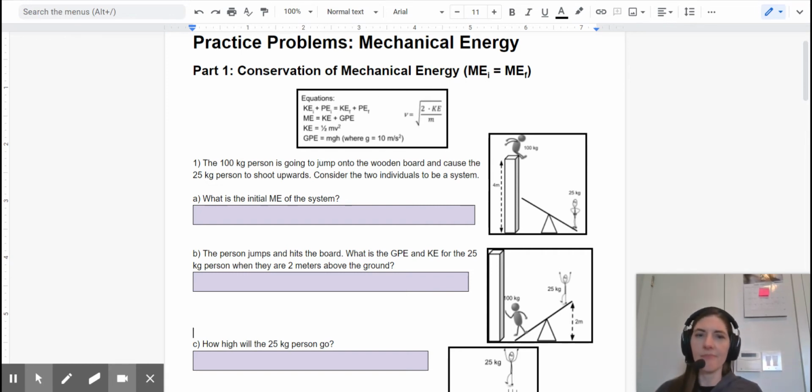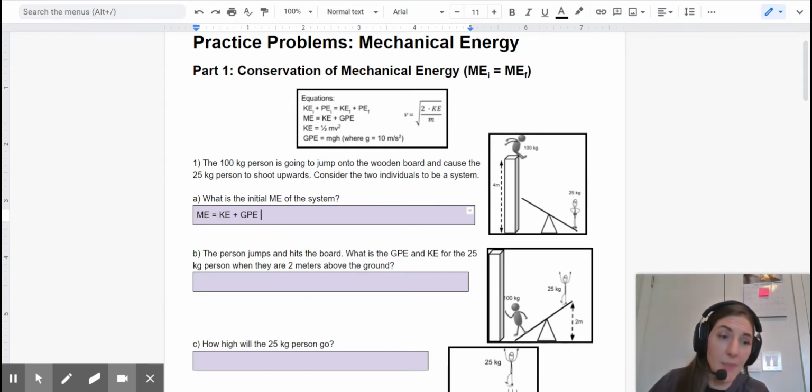Okay. So the conservation of mechanical energy. I give you some equations up here that we're gonna use. Here we have a 100 kilogram person who is going to jump onto the wooden board and cause this 25 kilogram person to shoot upwards. You can consider the two individuals to be a system. So I asked for the initial mechanical energy of the system. Mechanical energy equals KE plus GPE, gravitational potential energy.